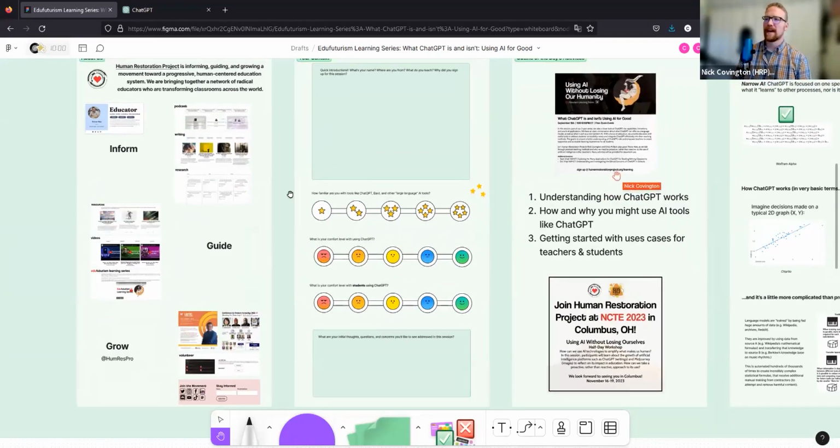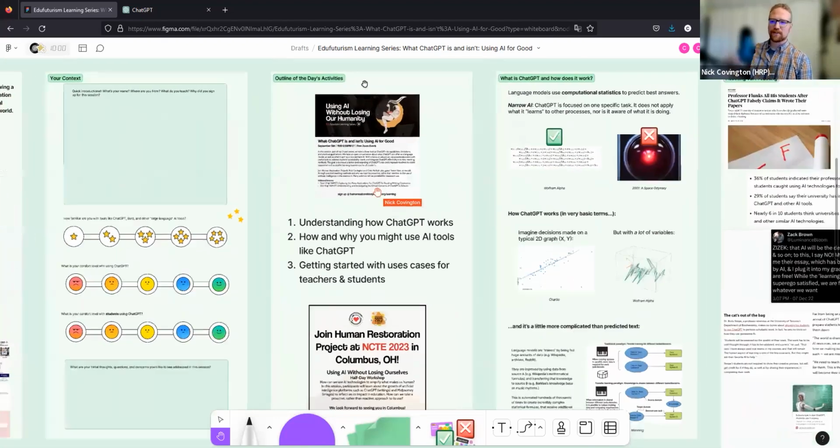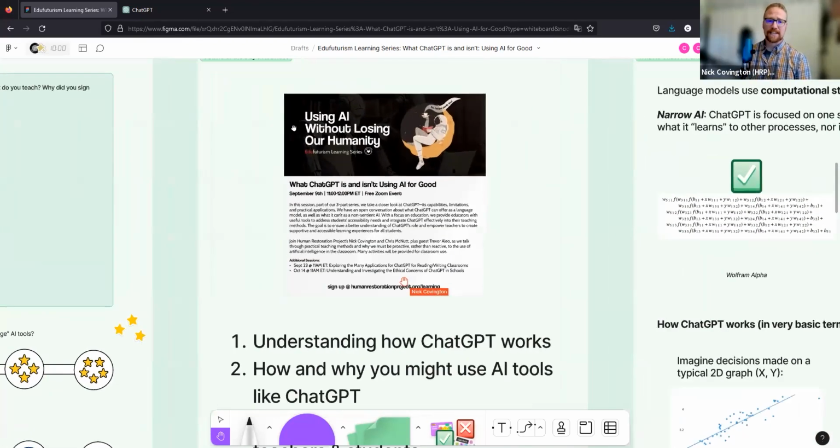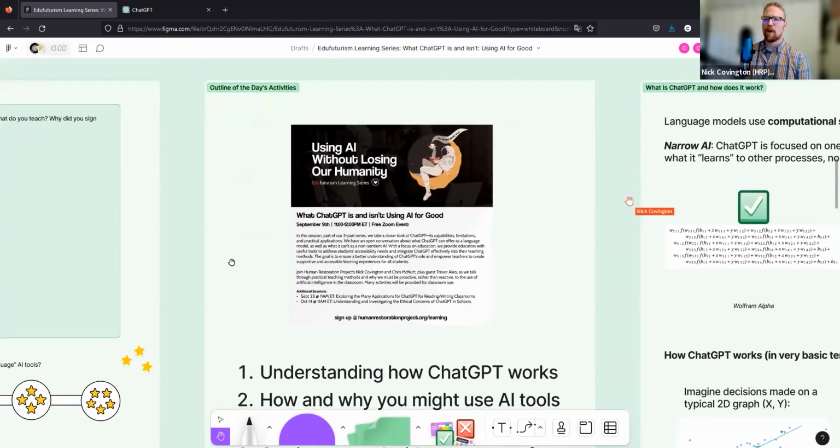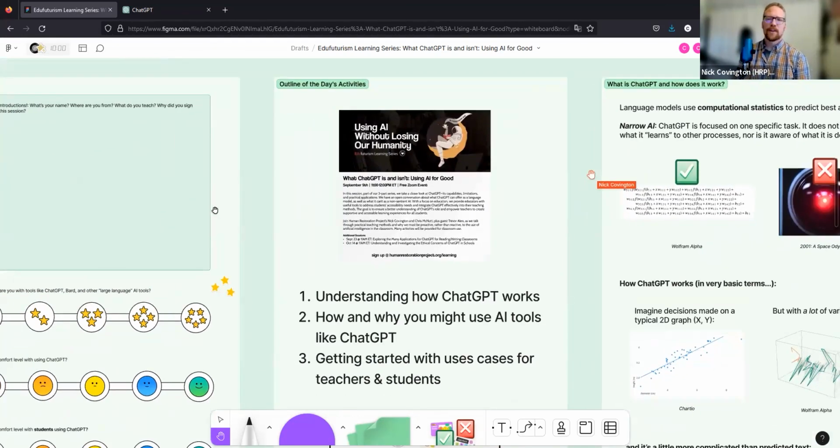Let's go ahead and talk about the outline of what we're going to do in this session. This is part of our bigger concept of, how do we understand how to use these AI tools without losing our humanity? How can we actually use them for good and really understand what ChatGPT in particular is and is not?